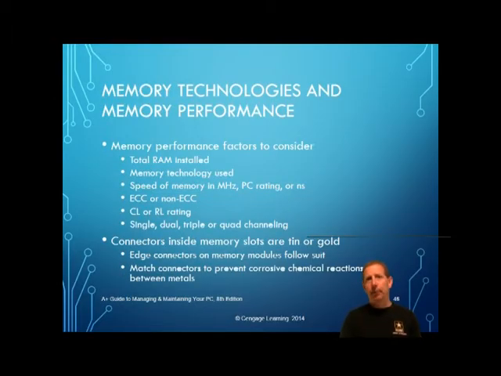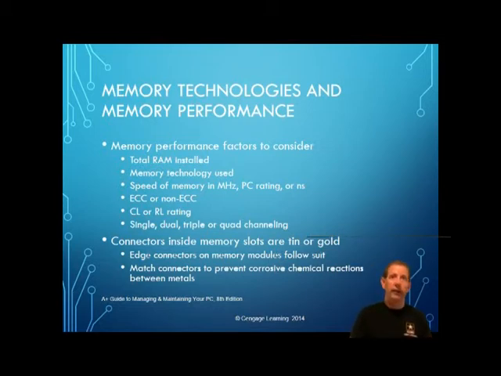Now, if we look at the memory technologies and their performance, we're going to summarize the different memory technologies and consider how they affect overall memory performance. Factors to consider when looking at the overall performance of memory are listed next. The total RAM installed: the more memory there is, the faster the system. Generally, use as much memory in the system as the motherboard and the OS can support and that you can afford.